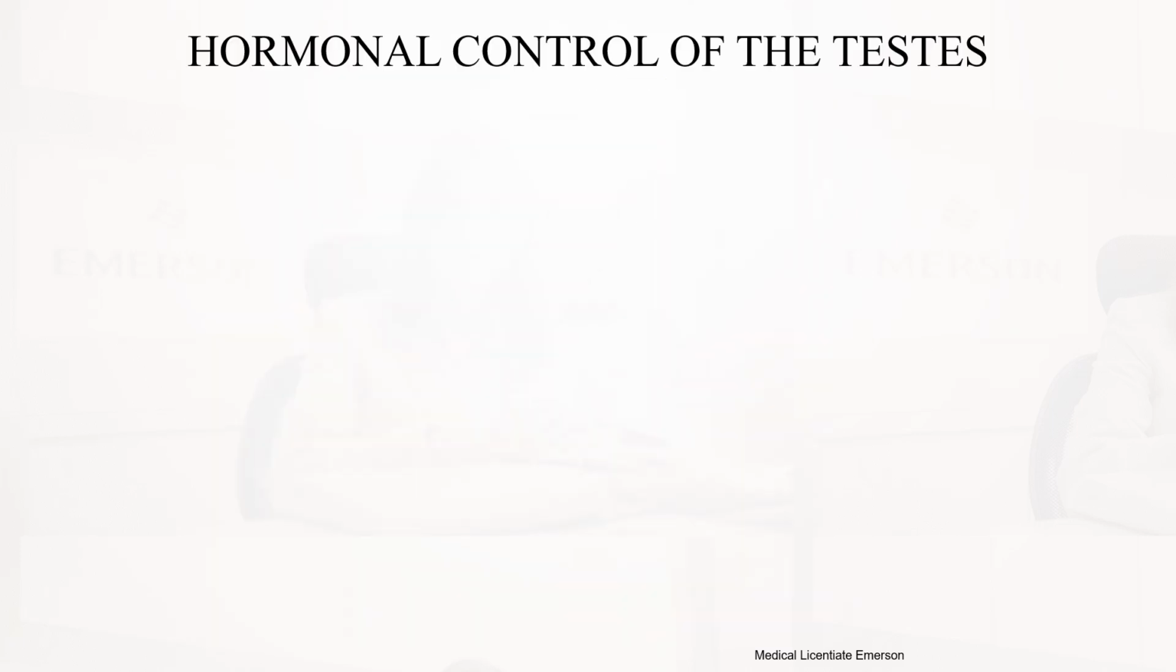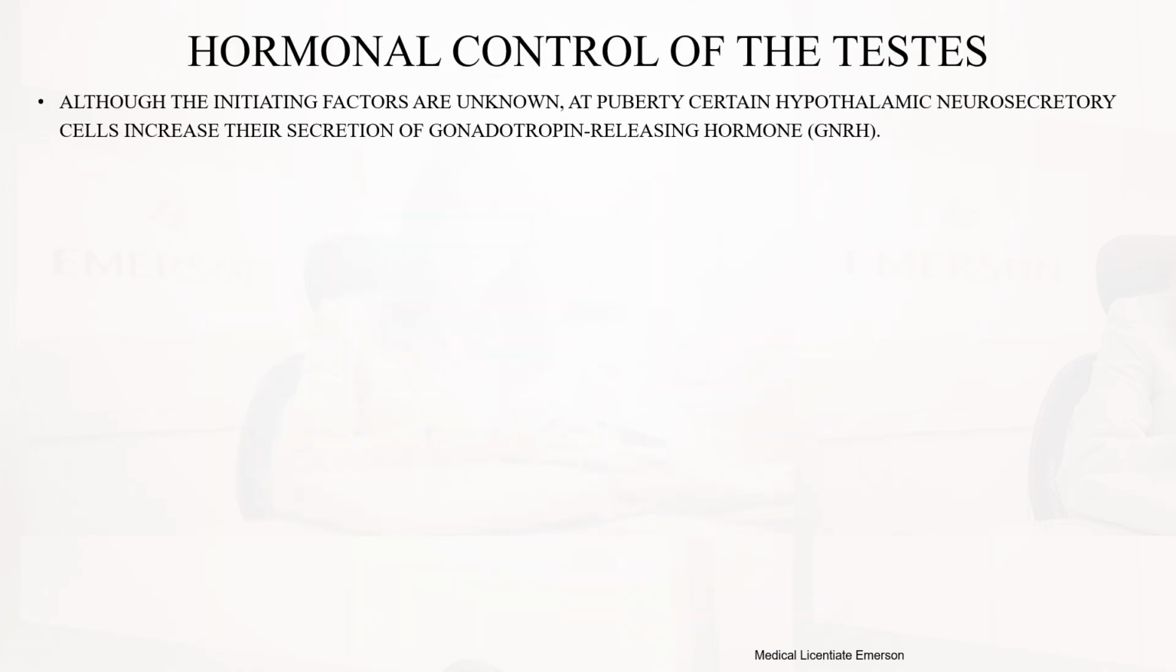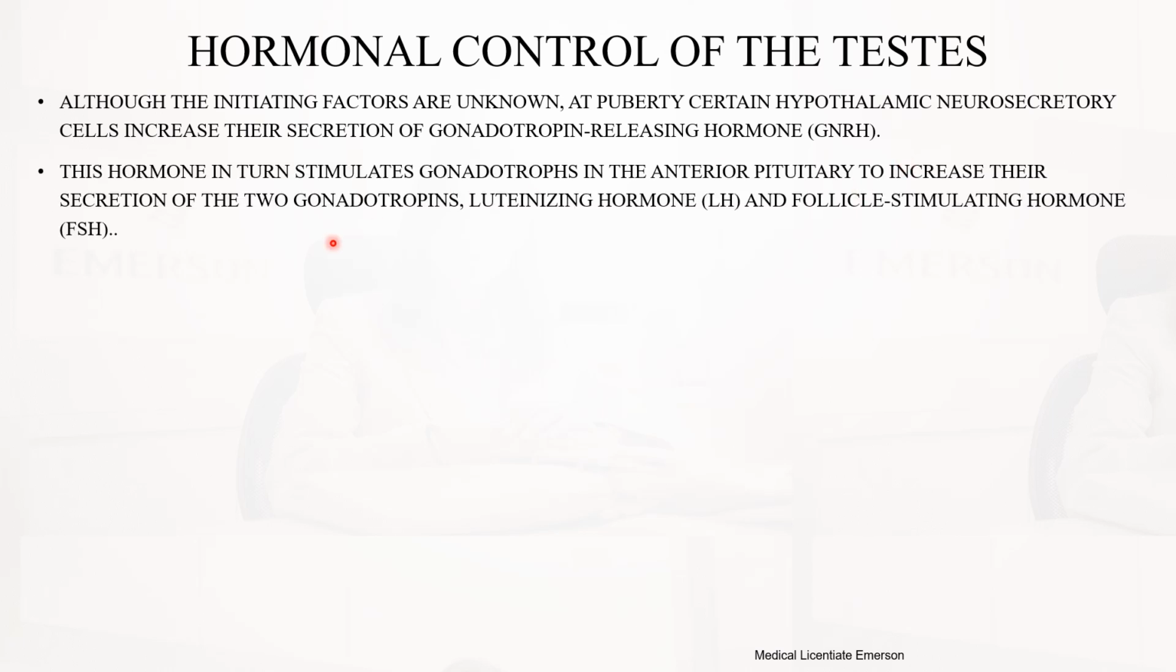Okay, so what is the hormonal control of the testes? Although the initiating factors are unknown, at puberty certain hypothalamic neurosecretory cells increase their secretion of gonadotropin releasing hormone. Then what happens? This hormone stimulates the gonadotrophs in the anterior pituitary to increase the secretion of two gonadotropins: number one, luteinizing hormone, and number two, follicle stimulating hormone.